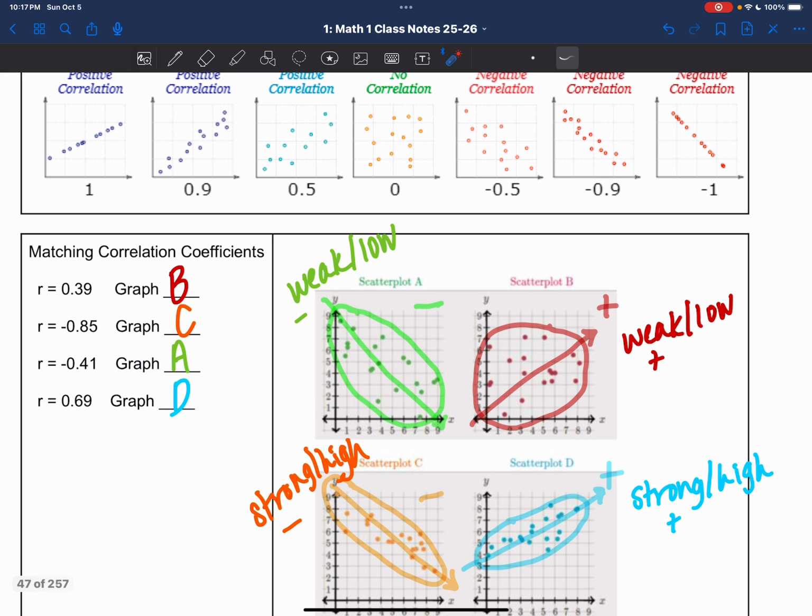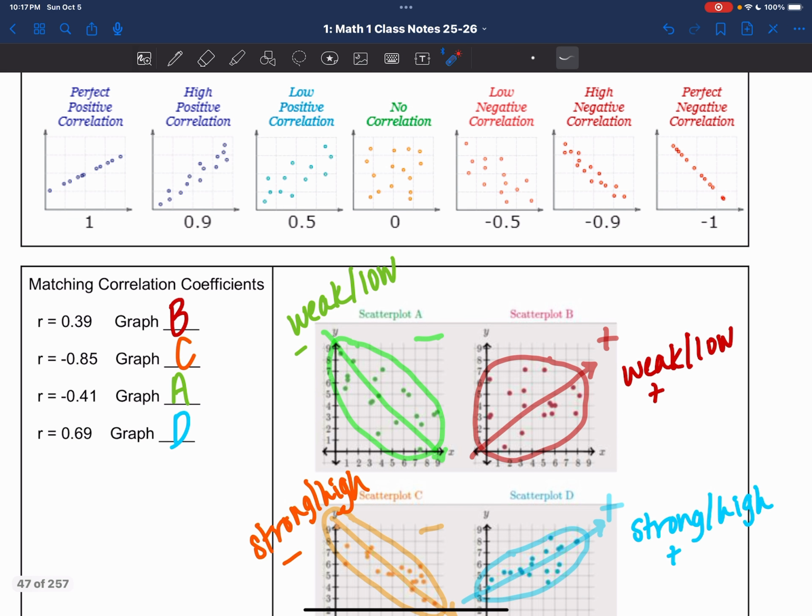So we're definitely going to have a strong correlation; all your points are going to be really close to that line. So this one should be C. And this one is close to, sorry, it's close to here. So we know that it's going to be a weaker correlation, but it's still a negative. So this gives us the negative. So that'd be A. And then last but not least, 0.69 is probably about right here.